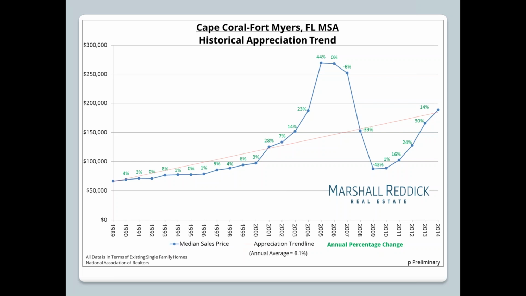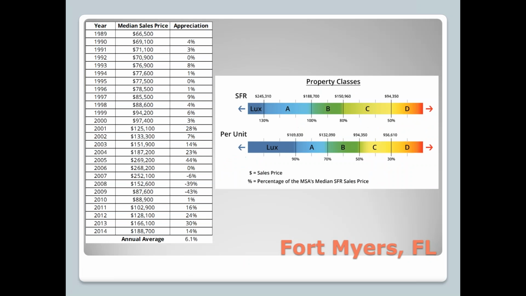We can see that right now we're looking at somewhere close to $200,000 being the median, and it kind of tells a pretty similar story of what happened to California: a huge upswing, a dramatic crash, and then now back on the upswing again. So the average appreciation in this market over the last 25 years is 6.1%. We take the median from the end of 2014, 188,700, and we plug it into our graph, and there we go.